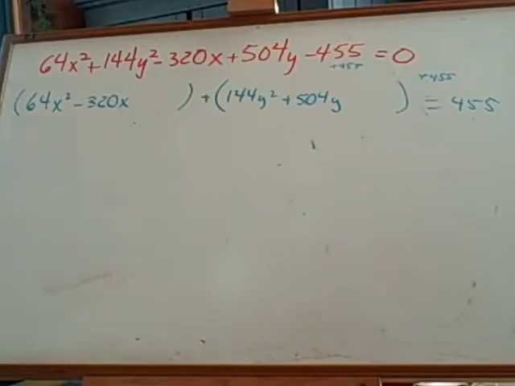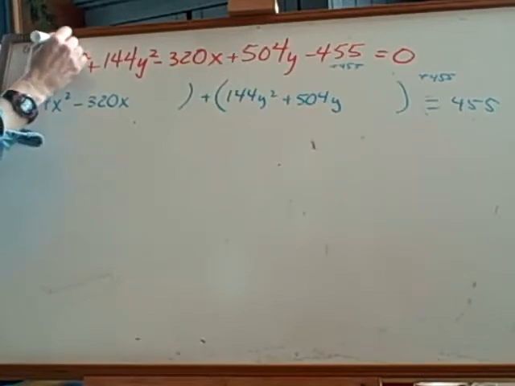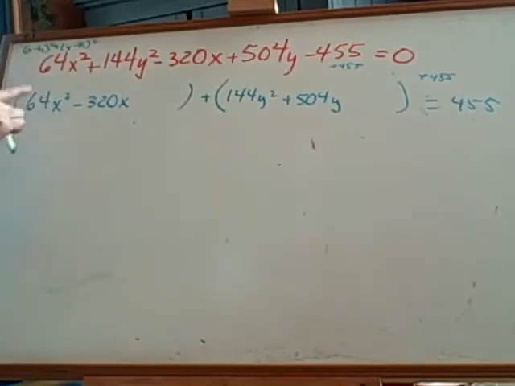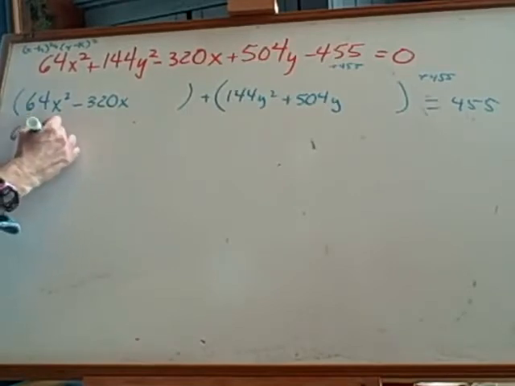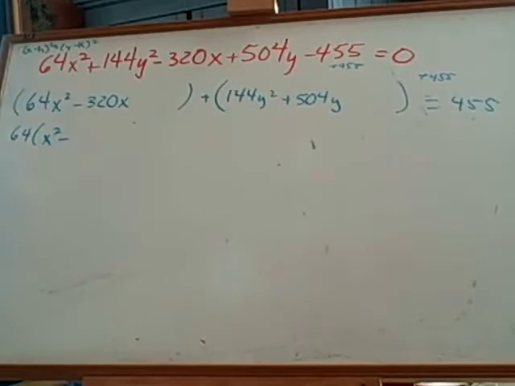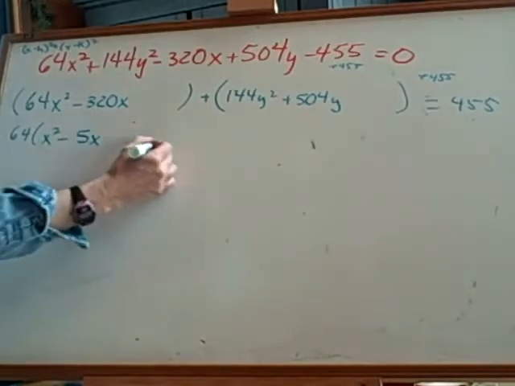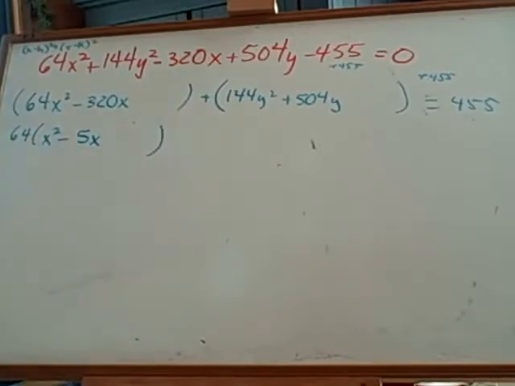Remember, when you're looking at the general form of one of these equations, either ellipse or circle, it's always x minus h quantity squared plus y minus k quantity squared. That means the number in front of the x squared has to be gone. So I've got to factor that number out. That's the first thing I want to do. So I'm going to pull out a 64 here. This is going to become x squared minus, and 64 times 5 would be 320. So this is going to be 5x, and I'm going to leave that open. So far, so good?